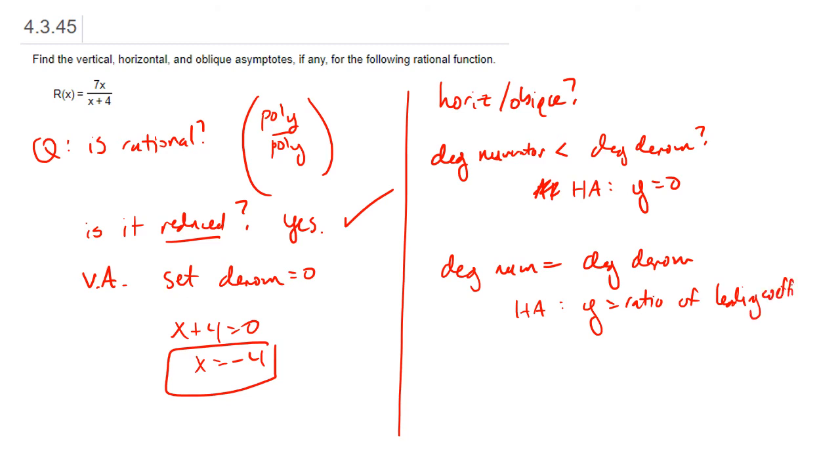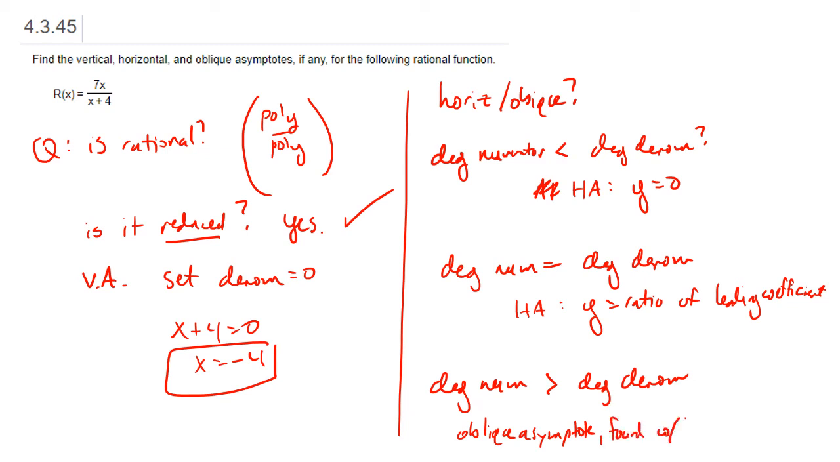So each of the numerator and denominator is a polynomial, so each of them has a leading coefficient. That's the number multiplying the largest power of x. And you would just take that ratio. Or the degree of the numerator is larger than the degree of the denominator, in which case you have an oblique asymptote, and you have to find it with long division. So which situation do we find ourselves in this problem?